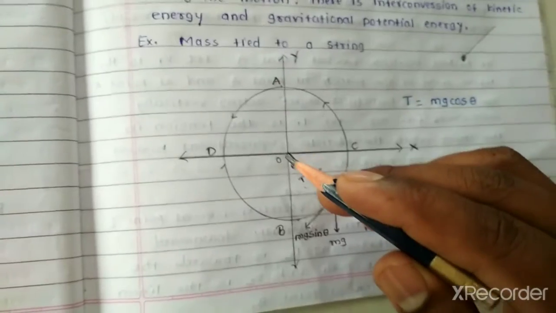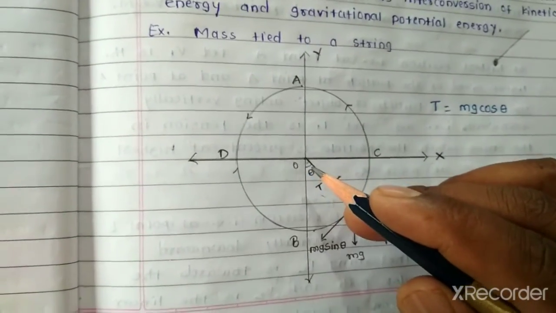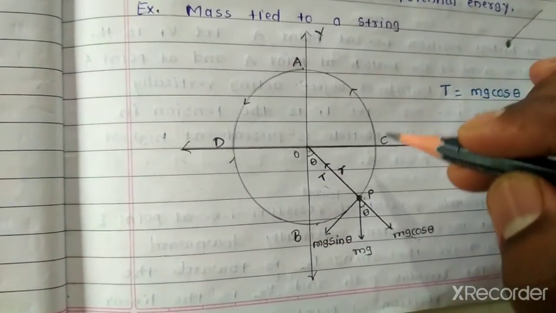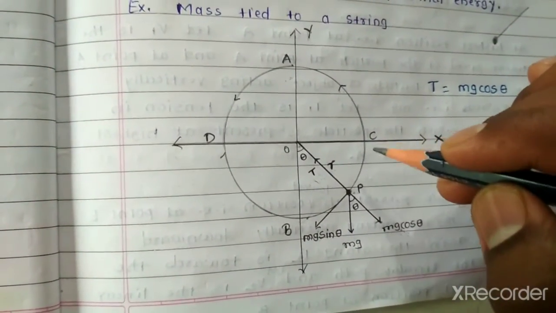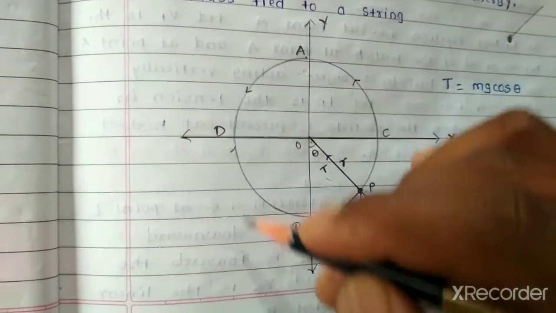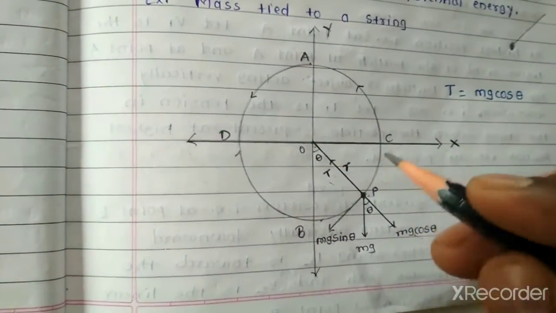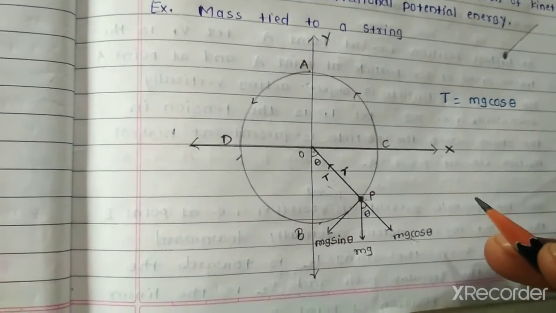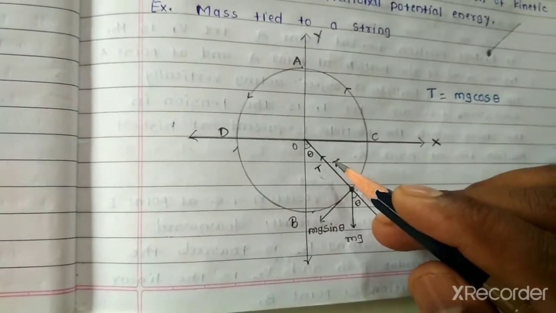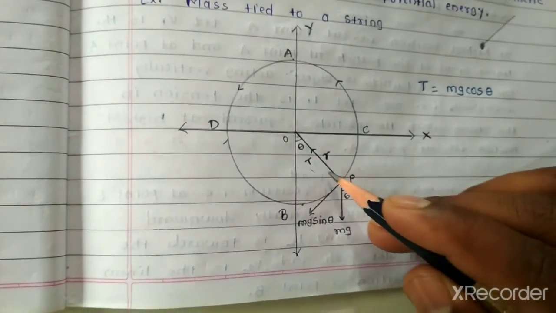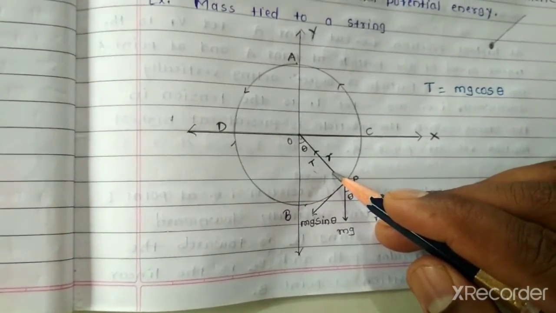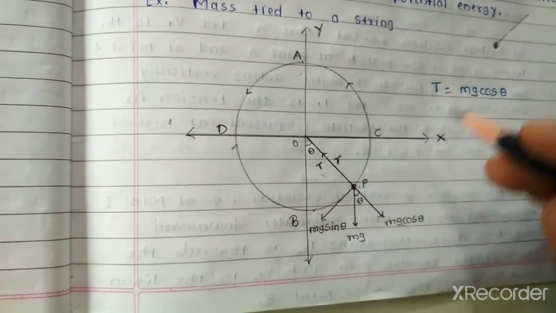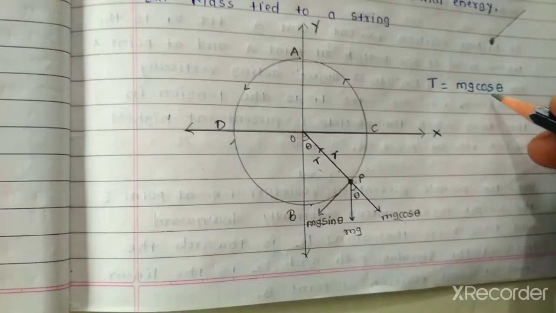So we can say that vertical circular motion is not uniform circular motion, because here the speed is decreasing and on the other side the speed is increasing. That's why vertical circular motion is not a uniform circular motion. Now as shown in this figure, the tension in the string is balanced by mg cos theta. That is why we can write T is equal to mg cos theta.